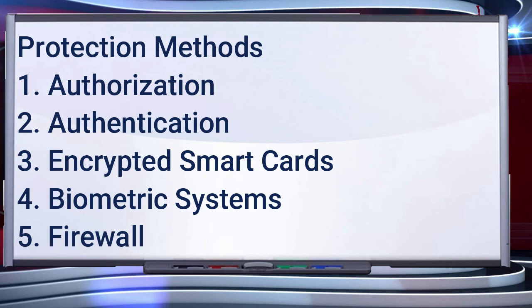Fourth is the biometric system. The biometric system offers the most secure level of authorization. The biometric system involves some unique aspect of a person's body, such as fingerprint, retinal pattern, etc., to establish his or her identity. Next, that is fifth, is firewall, a system designed to prevent unauthorized access to or from a private network.